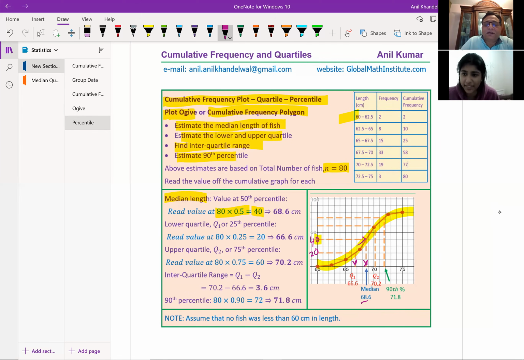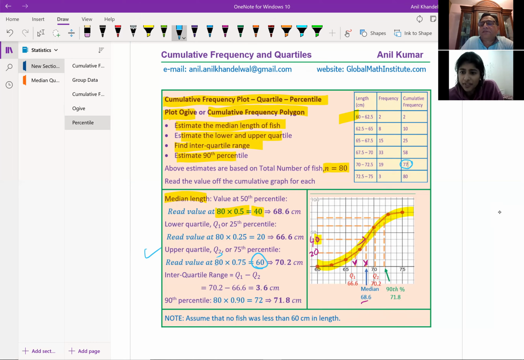Back to the graph. So calculate from the table. You are saying that 60 is the value which you are looking for to find the upper quartile, which means Q3, right? Upper quartile is the 75th percentile, and you're looking for a value which is 60. Now in your graph, where will 60 come? 60 will come here, right?